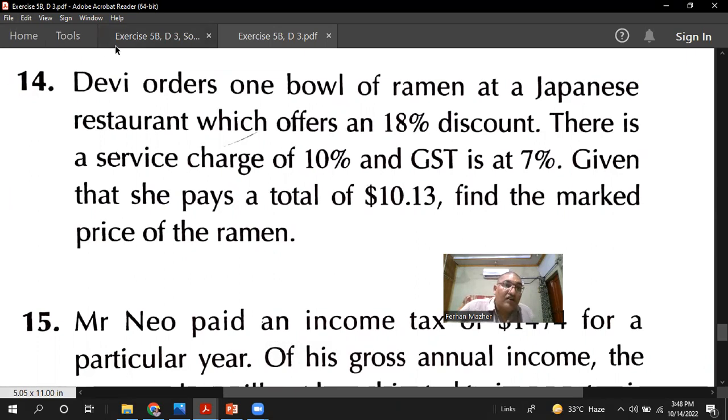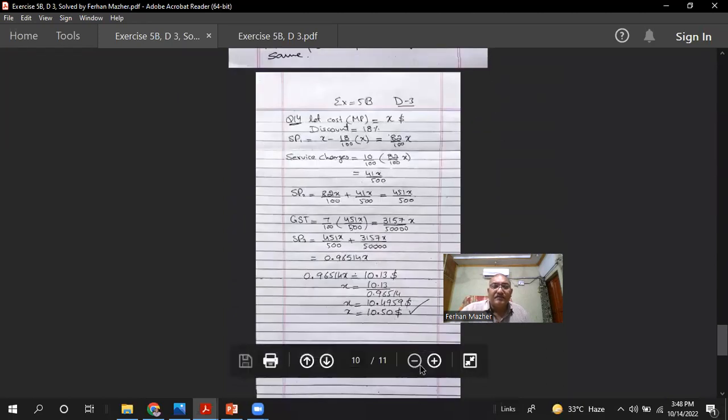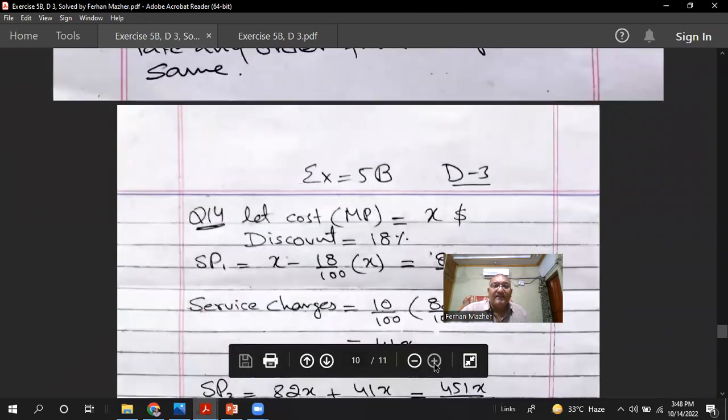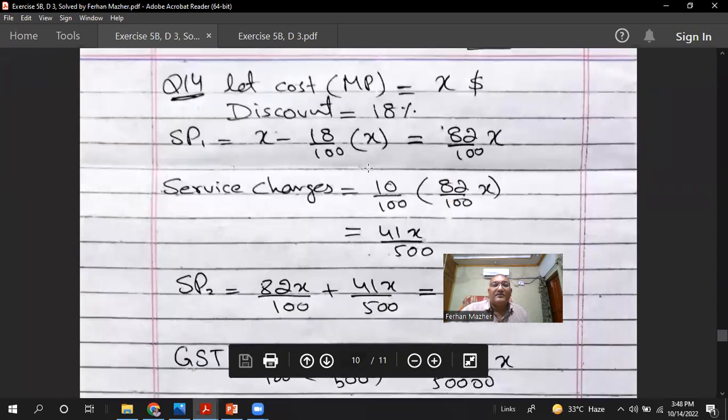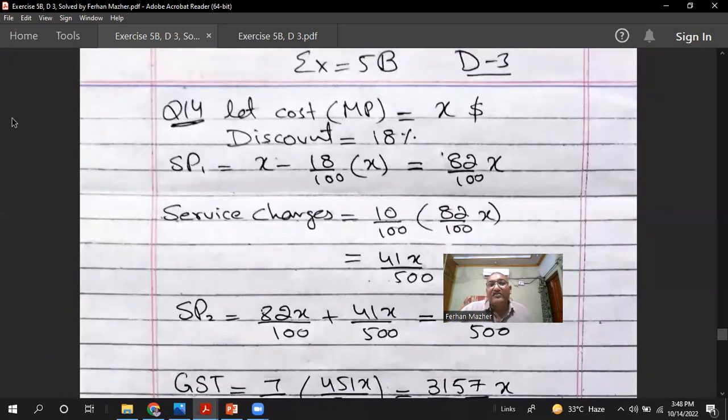So first of all, we will suppose that the mark price of the ramen is X. Okay, so let the mark price be X. First of all, the restaurant gave you 18% discount. They give the discount on this X price. So how much is the sale price then? X minus 18% of the X, and that will be 82 by 100 into X.